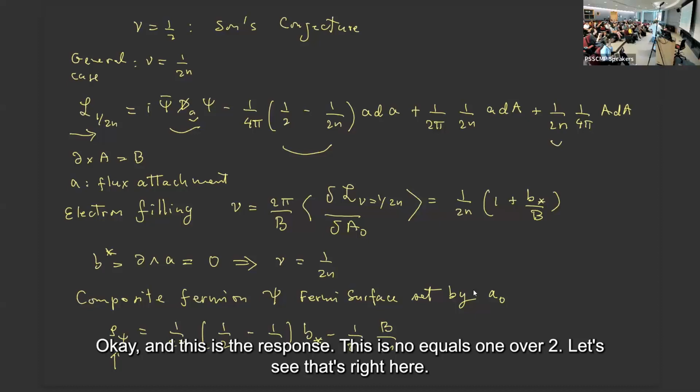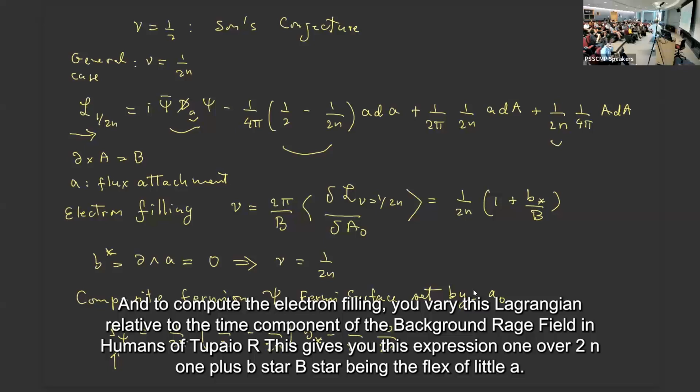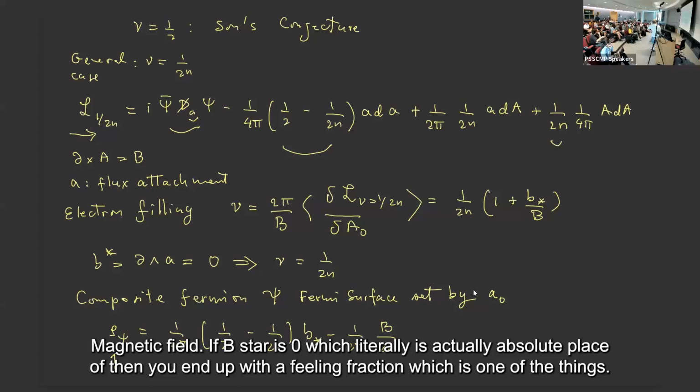Okay, and this is the response. This is nu equals 1 over 2. You can see that from here. So the kernel of capital A is the external field. Little a does the flux attachment, and to compute the electron filling, you vary this Lagrangian relative to the time component of the background gauge field in units of 2 pi over b. And this gives you this expression, 1 over 2 n, 1 plus b star, being the flux of little a, divided by the magnetic field. If b star is 0, so if little a is actually absent, this is like the case of HLR, and then you end up with a filling fraction, which is one of the things.